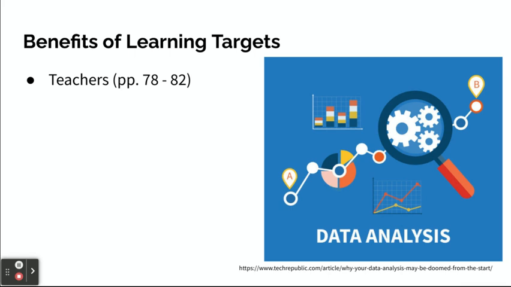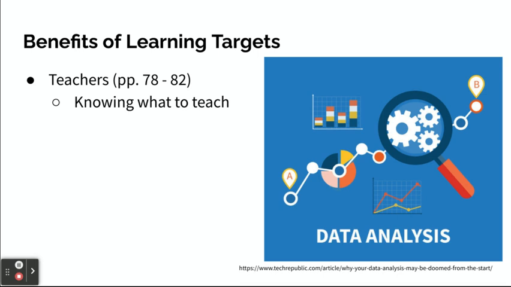So please pay attention to pages 78 to 82 of the textbook. It really talks about the benefits for the teachers. Now, I'm going to be honest. I'm going to just concentrate on the teachers and students. The textbook also briefly gets into benefits for the parents, but I'm concentrating just on the teachers and students. Okay?